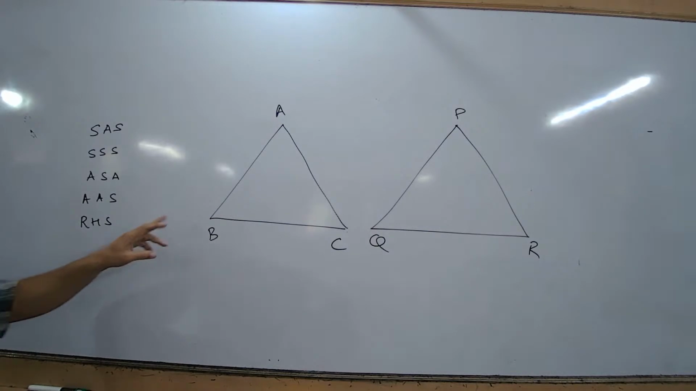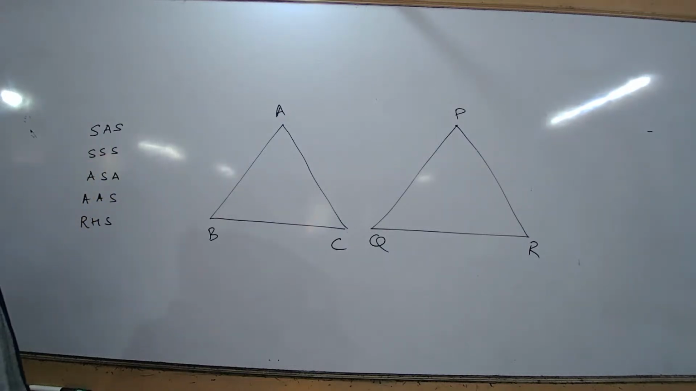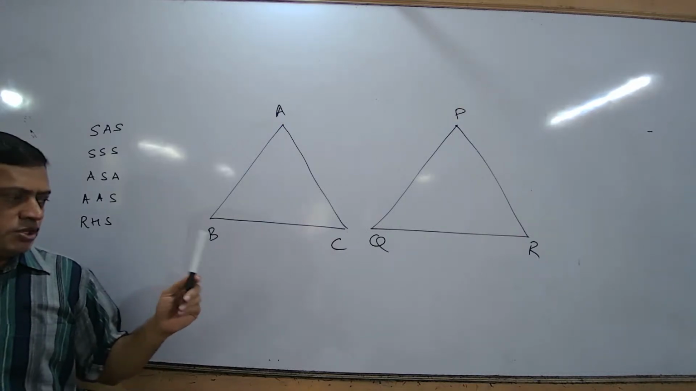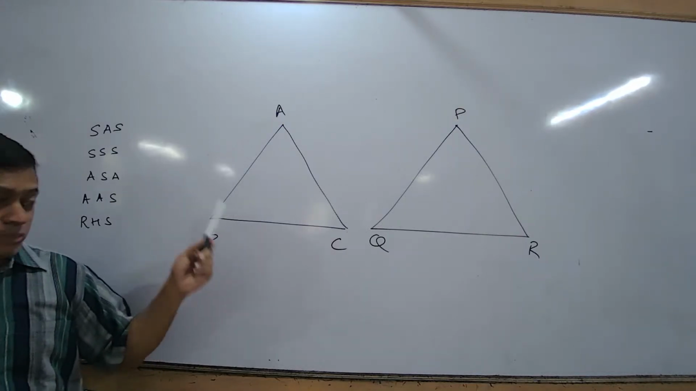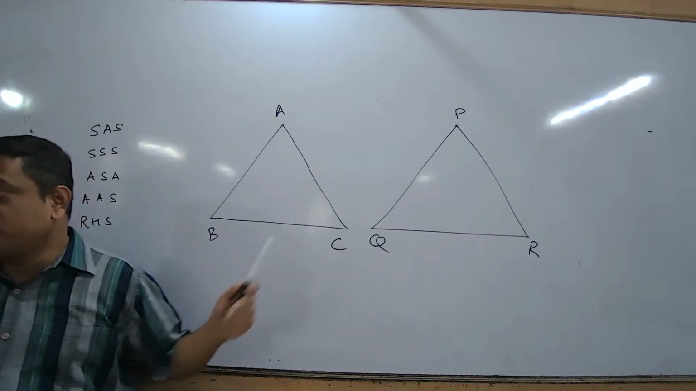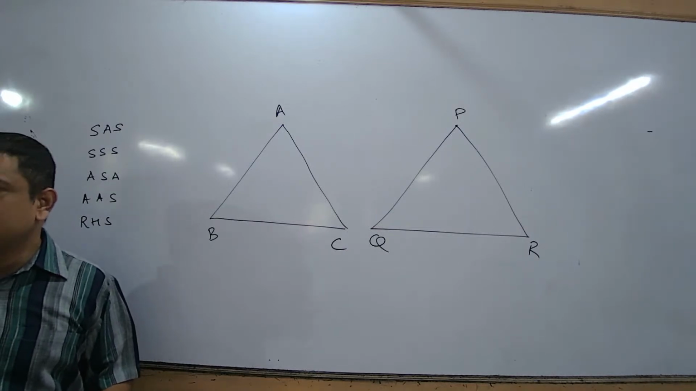To prove triangle ABC by SAS, what should be given? You need to prove these two triangles are congruent by SAS. What should be given? AB is equal to PQ. BC is equal to QR. And the included angle, angle B, should be equal to angle Q. Then we conclude triangle ABC is congruent to triangle PQR by SAS.